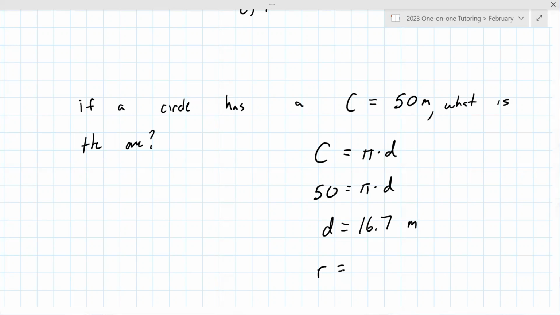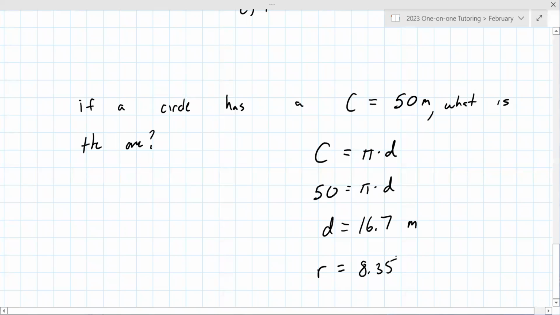16.7 divided by 2 is 8. Then 16 equals 0. Bring down the 7. 246 minus 6 equals 1. 8.35. 8.35. Good. And then the area is going to be.